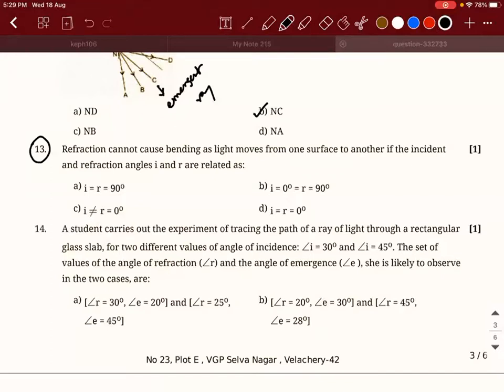What is the answer, guys? Draw the diagram and see. They are saying, what does refraction mean? Refraction is bending of light when it travels from one medium to another. Right? This is the incident, right?